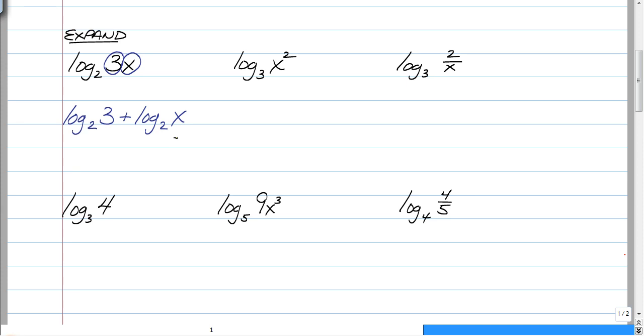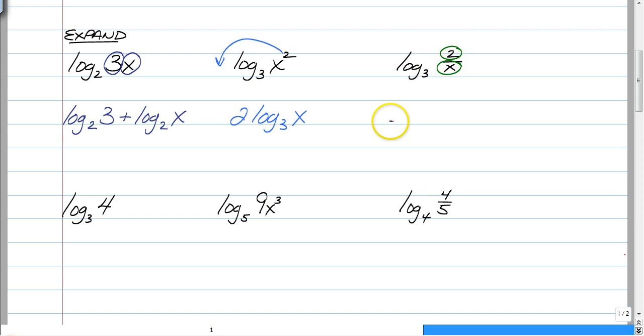Now we're going to take each one of these one step at a time. So that's the multiplying or addition one. This is the one where you raise a base to a power, when the 2 will now go in front. So 2 times log base 3 of x. Okay, when you're expanding, the exponent goes in front and is multiplying.